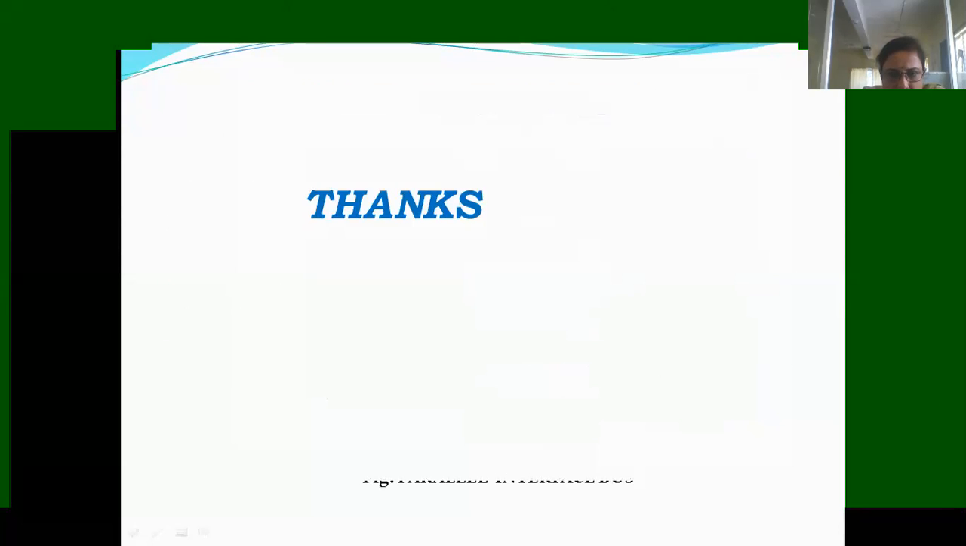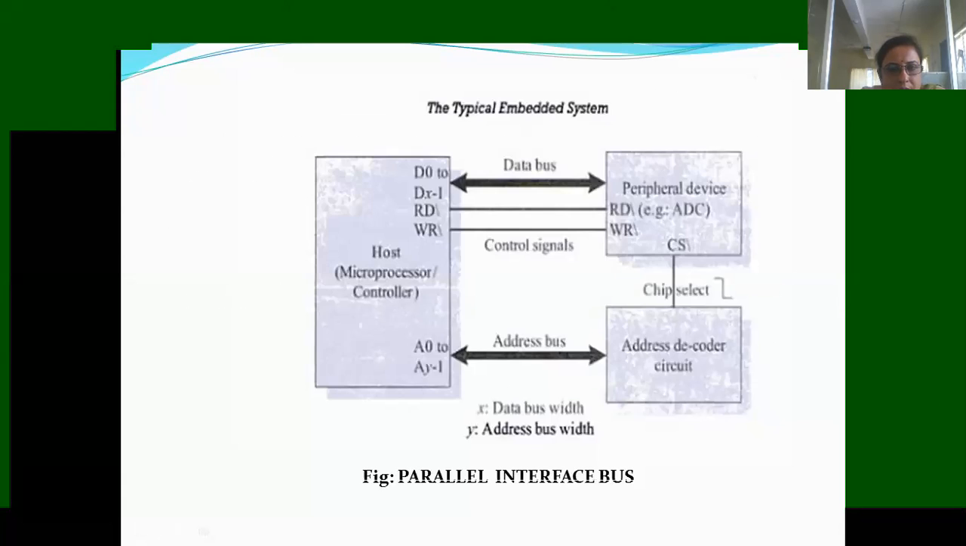So we just conclude here, right? Today we saw the different types of communication interfaces, that is, the onboard communication interfaces that are used in the embedded system. In the next class, we will be seeing the external communication interface buses which are used in the embedded system.